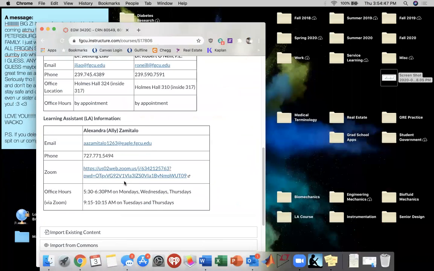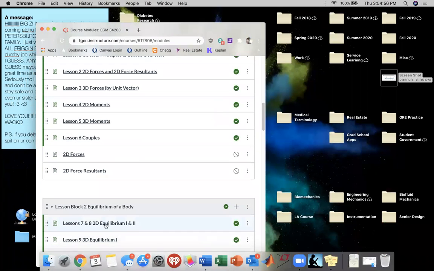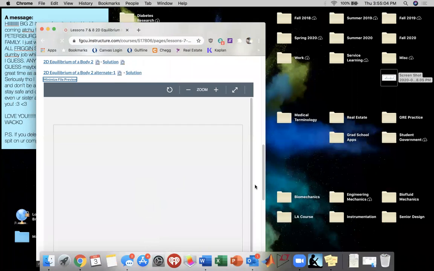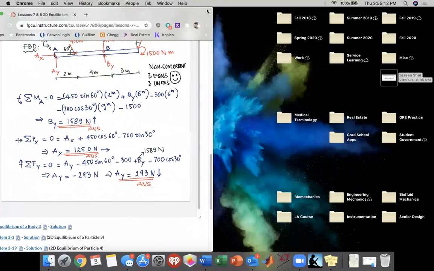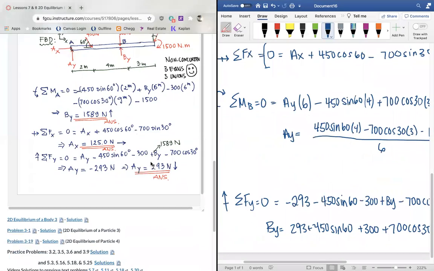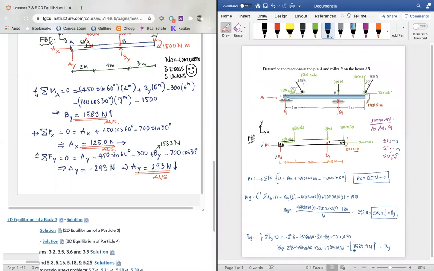Here we go. And this was equilibrium, and it was 2D option 1. All right, let's see. AY, oh, that was right. So BY is massive, I guess. So here's that, and let me pull this down so that we can confirm all of our answers. I forgot to box this one. All right. So AX is 125 to the right, perfect. AY is 293 down, and BY is 1589 up.